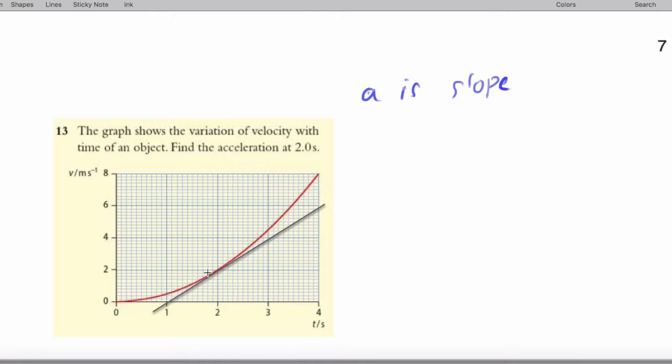So check this out. We have this tangent line here. So the rise, they tell me, is 2, and the run, when I look, is 1. So the slope is going to end up being 2 meters per second squared.